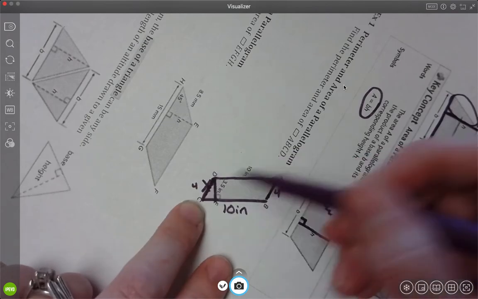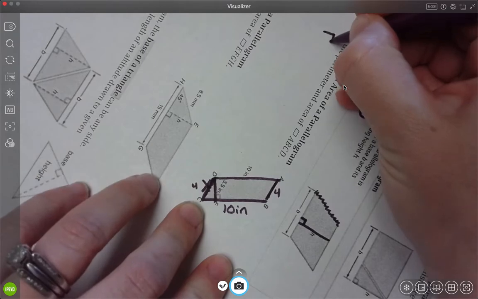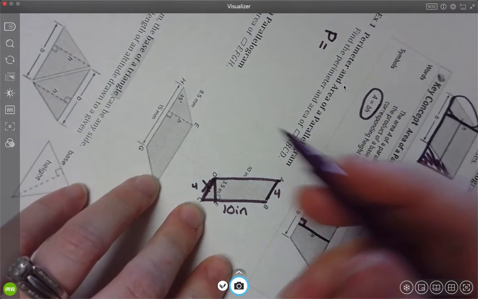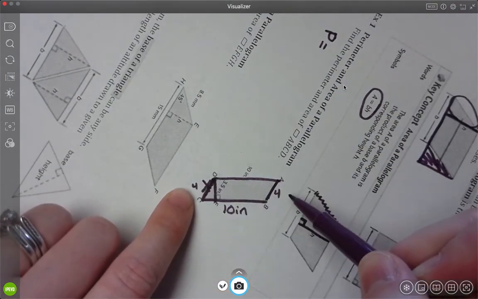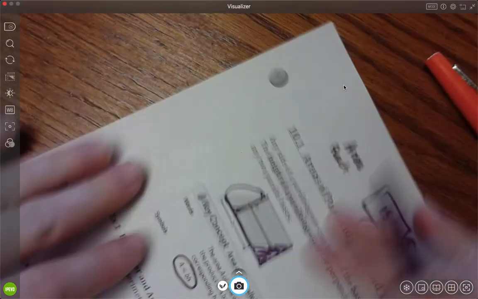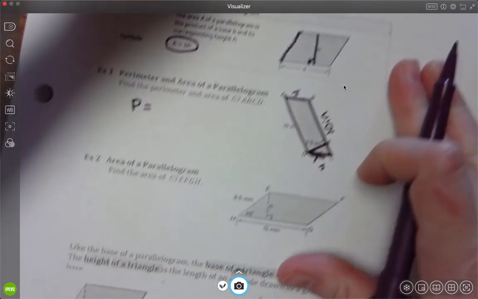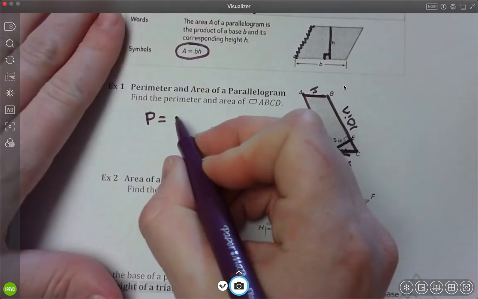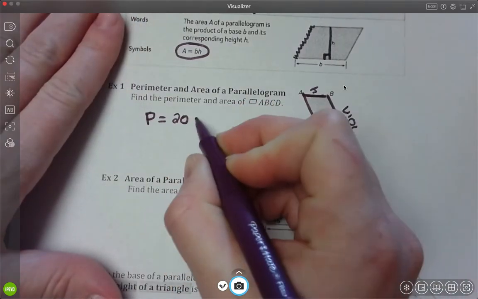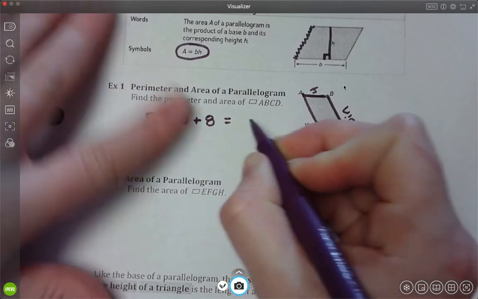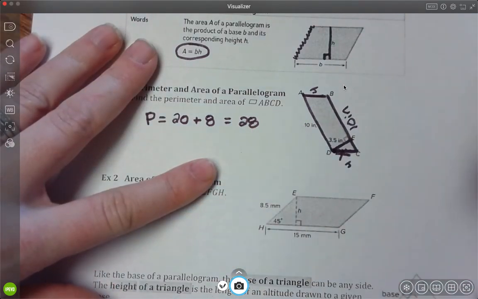So to find perimeter first, I'm going to put a P here. Perimeter equals. I have these two sides are 4 and this top and bottom are 10s, okay? So I don't know how you add them together. This is how I add them together. I would take the 10s and add them together. That's 20. The 4s and add them together. That's 8. So 28. And that would be in inches.